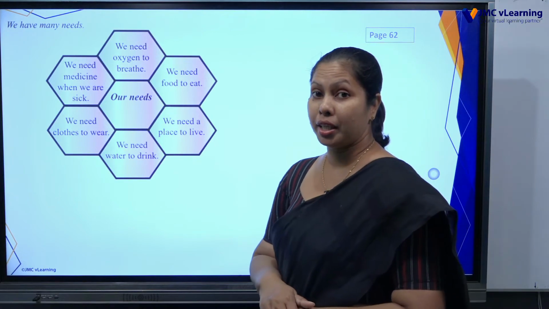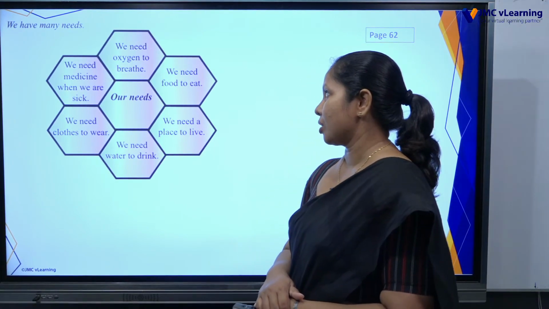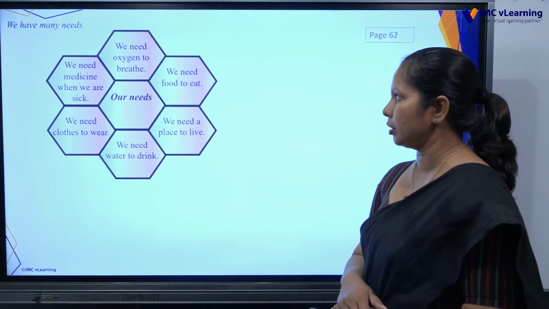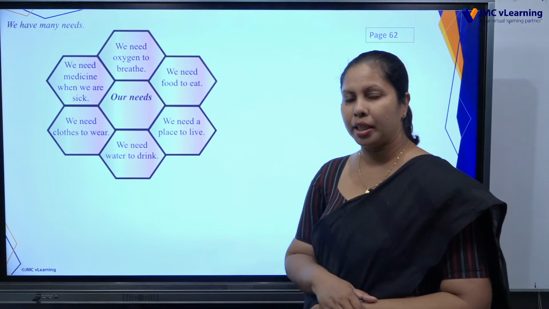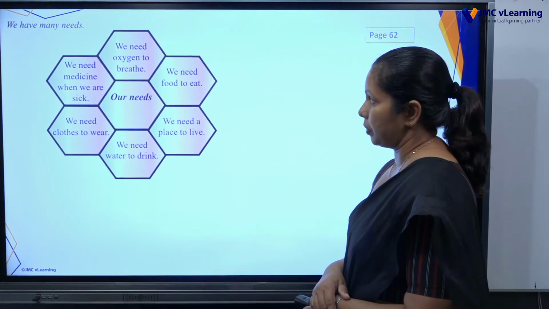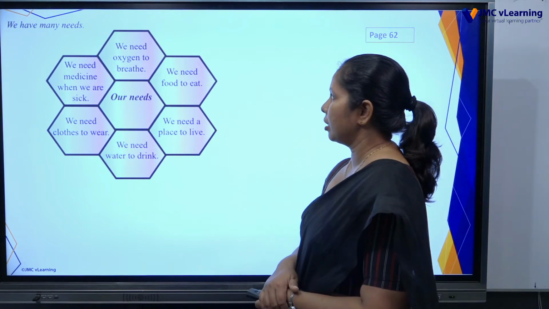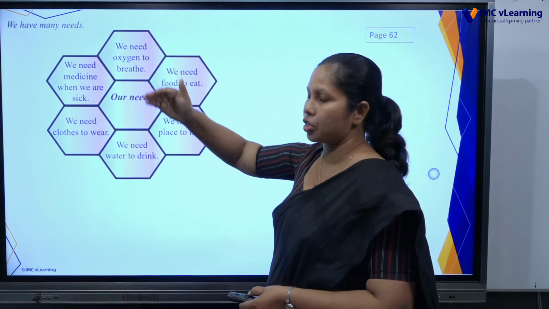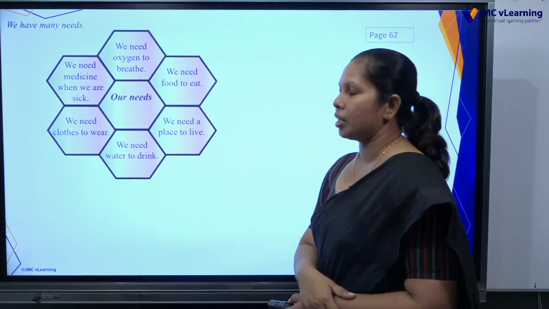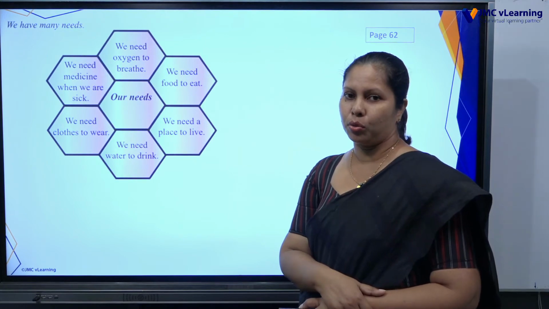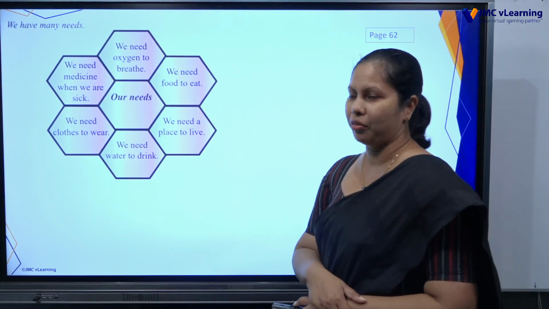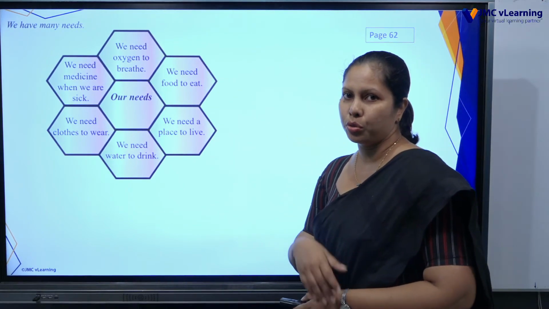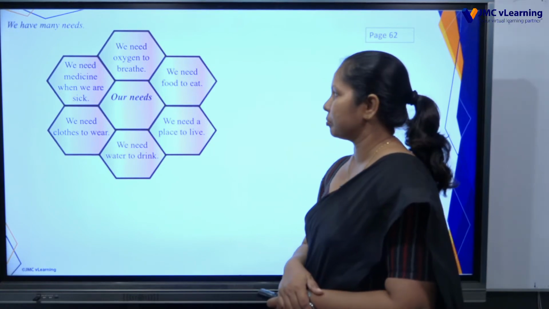We have many needs. So, as a human being or as a child or a student, you too have many needs. For example, if we take as a human being, our main needs are, we need oxygen to breathe. If we take it as the first one, we need oxygen to breathe. So, without breathing, no living. So, we need food to eat. To grow, we need food.